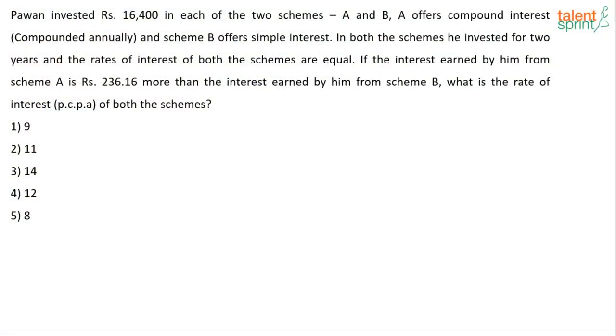Alright, let's take up the next question, which is on your screens now. Question on simple and compound interest. Looks like a long one. So it reads, Pawan invested rupees 16,400 in each of two schemes A and B.